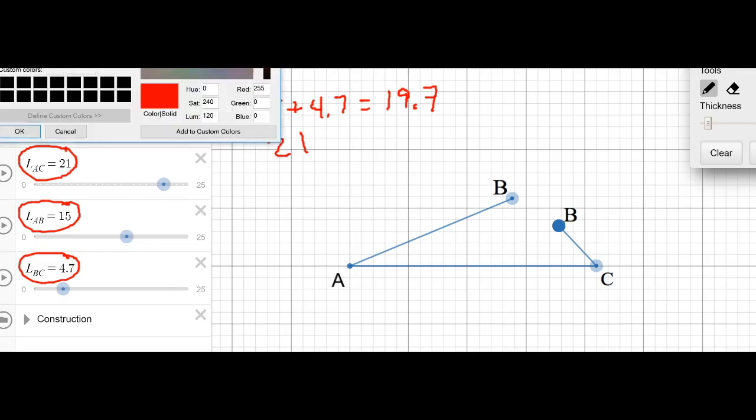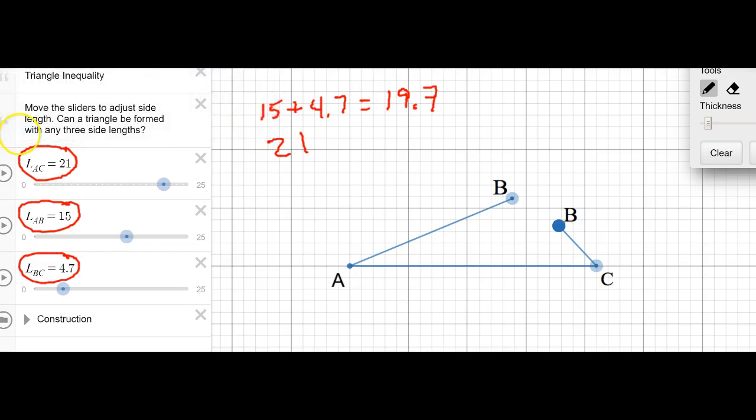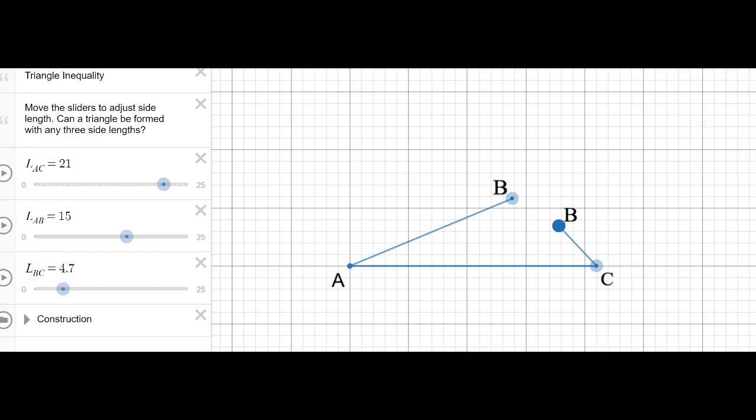So we can see here that this 19.7 is not larger than the 21. So these two smaller sides of the triangle are not bigger than the first one. So let's go ahead and let's make this smaller. And now let's see if we can make a triangle. Alright, so somewhere right in there. So now we can make a triangle.